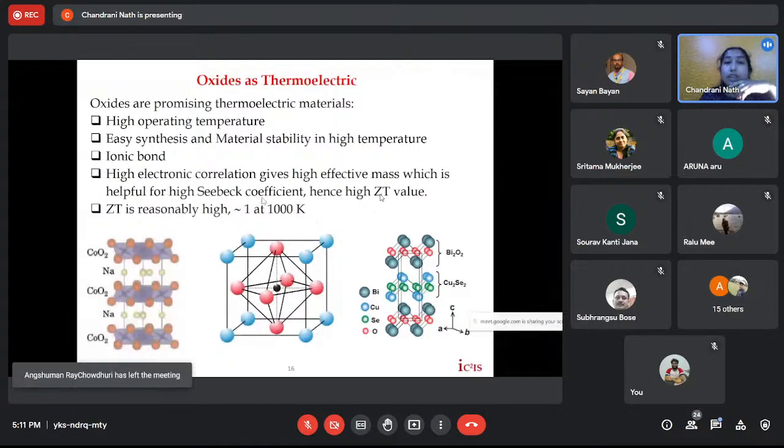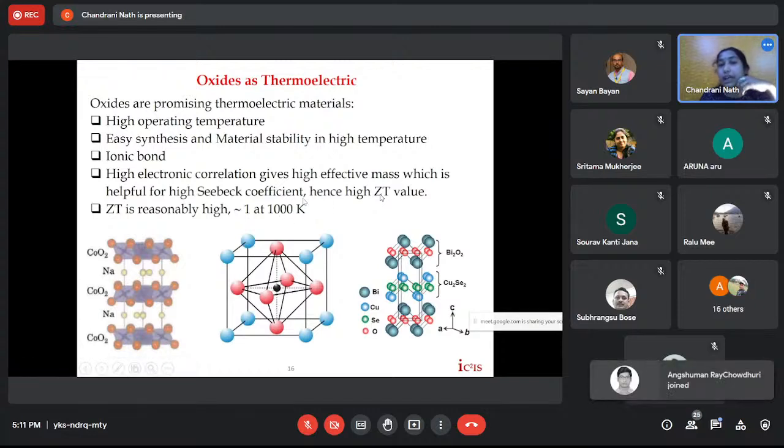So its high electronic correlation gives a high effective mass, which in turn is helpful to get a high Seebeck coefficient and hence a high value of ZT. So ZT is reasonably high, close to 1 at 1000 Kelvin.